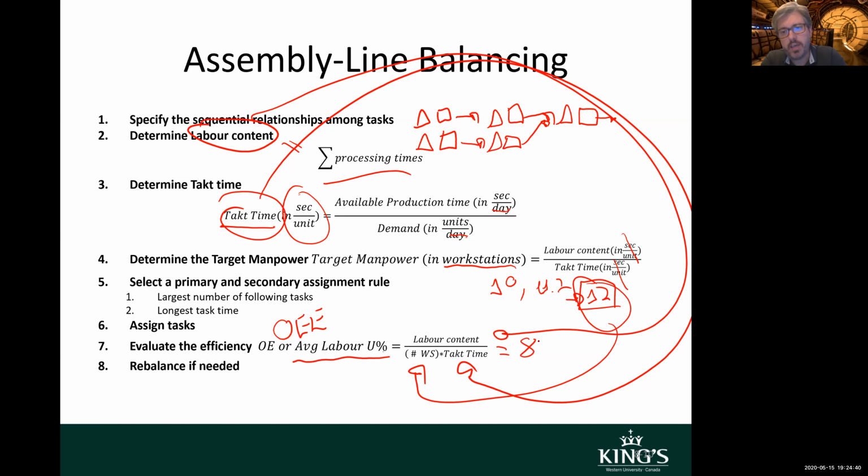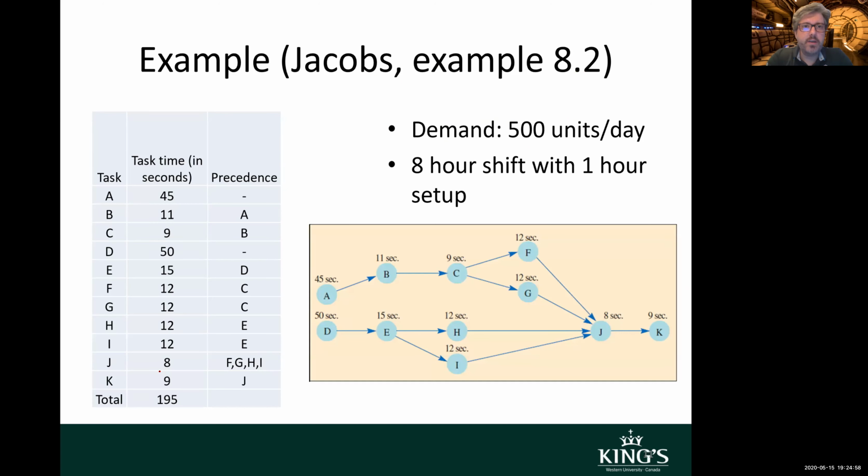For example, 85% utilization rate. As an example, that means only 15% of your time is actually idle. Everything else is value-added time. And then you should rebalance if you think that things are kind of off or don't make a lot of sense. So let's look at this example from the Jacobs textbook.